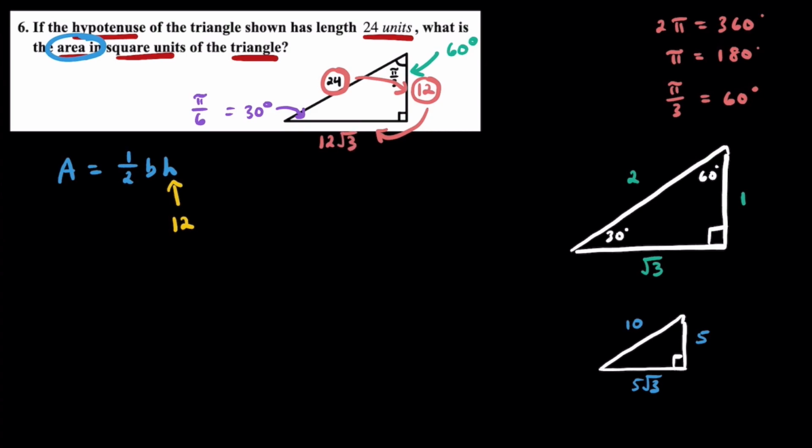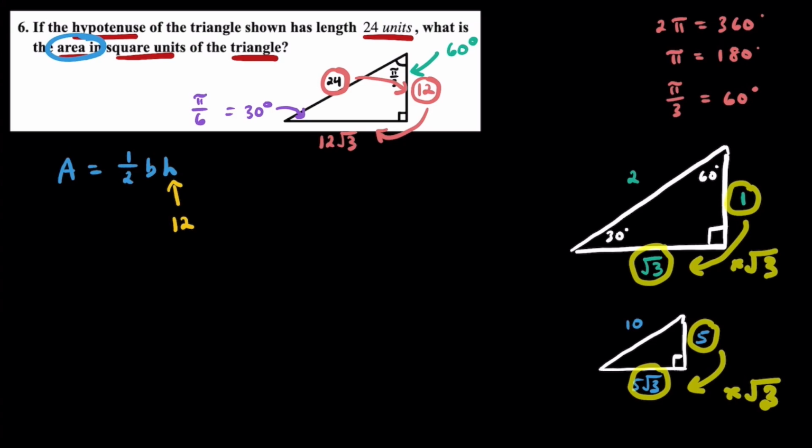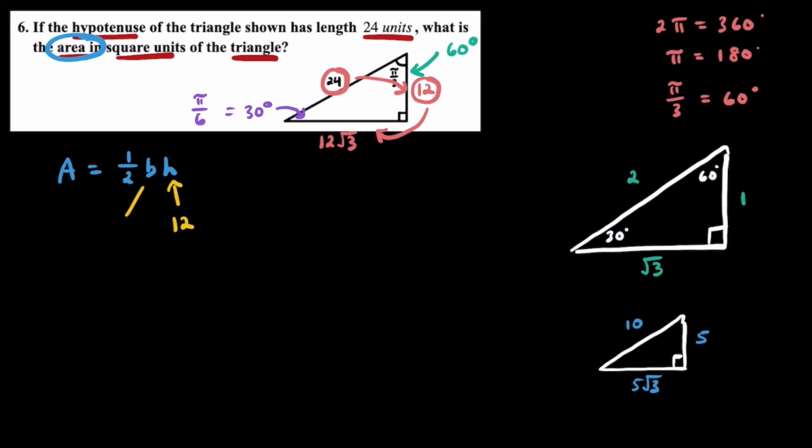So how do we get from this leg to this leg? Well, you just multiply it. You just multiply by the square root of 3. And the same thing, how do we get from this leg to this bottom leg? You just multiply it by the square root of 3. That being said, we just identified that the base is equal to 12 root 3.